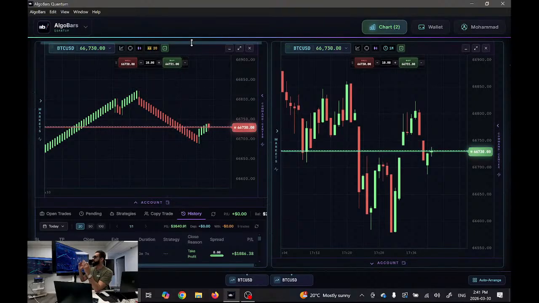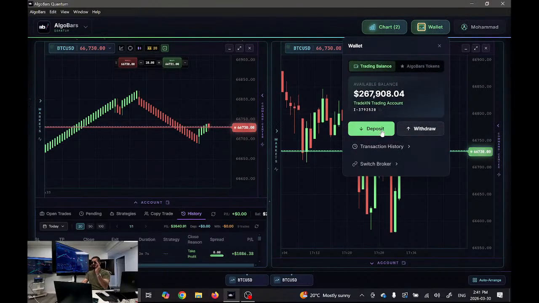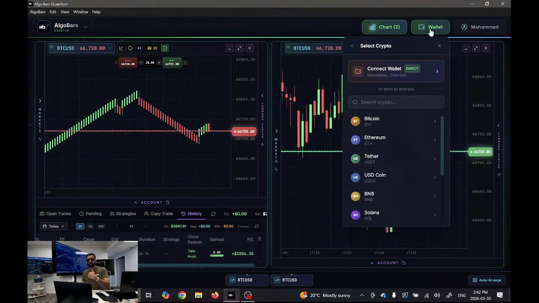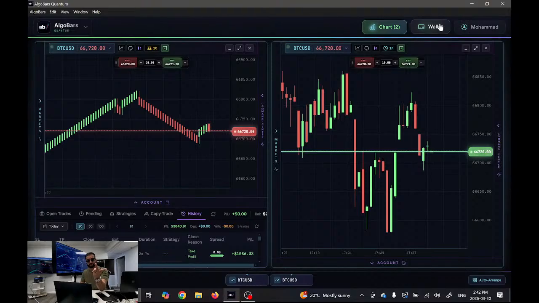So step number 1, go to AlgoBars.com. Step number 2, find your account. Very simple, okay? What you're going to do is click wallet, click deposit. Now you can fund your account using any crypto, or if you use the other integrated broker, a licensed regulated broker, you can do bank transfer as well.